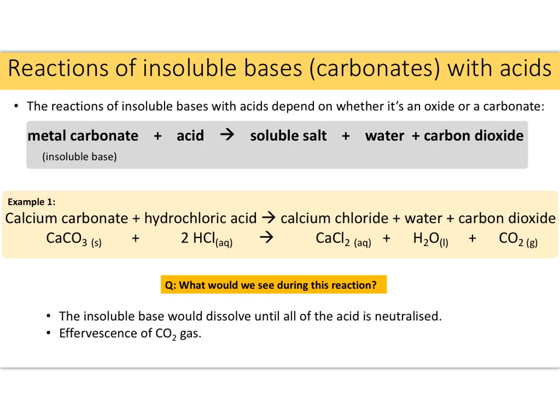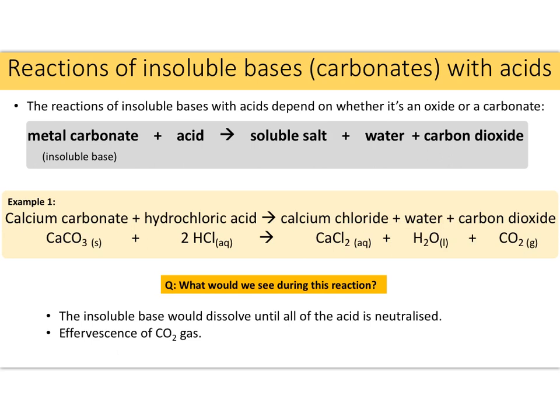Okay, so now we're just going to look at the metal carbonate and acid reaction. So exactly as we get with a metal oxide, we get a soluble salt, and exactly as we get with a metal oxide and acid, we get water. But there's one other product. If we're using a carbonate, we're also going to get carbon dioxide produced, and that's going to change the appearance of what's happening during the reaction.